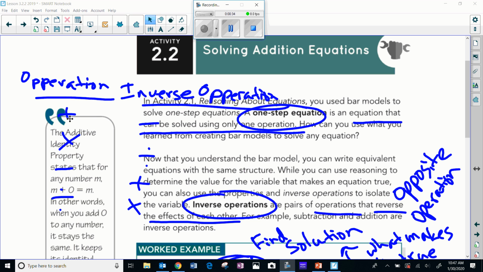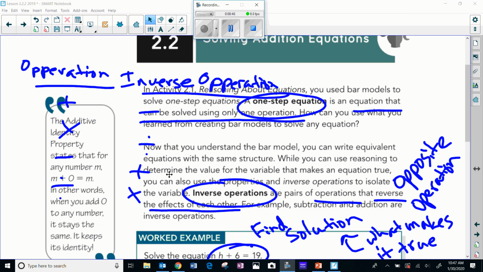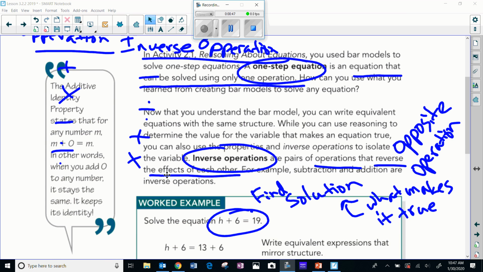The opposite of addition is subtraction. The opposite of multiplication is division. The opposite of subtraction is addition. The opposite of division is multiplication. So every operation has an opposite, and when you do that opposite or inverse operation, it undoes whatever the other one did.